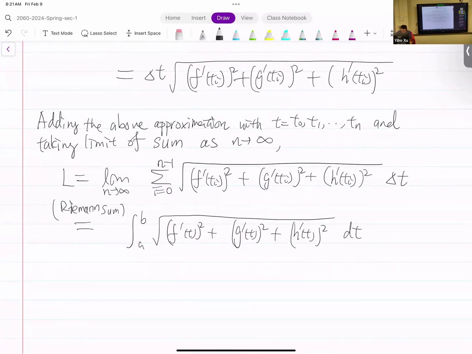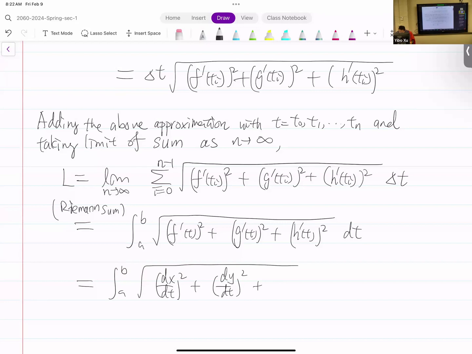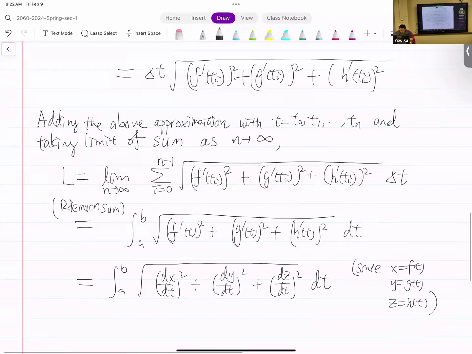Pretty standard. But now, if you want to rewrite this formula, this is an integral from a to b of the square root. Now, f prime is actually dx/dt. g prime is actually dy/dt, the rate of change of the y coordinate. And finally, dz/dt is h prime. Here, x is f of t, y is g of t, z is h of t, on the space curve. Right?